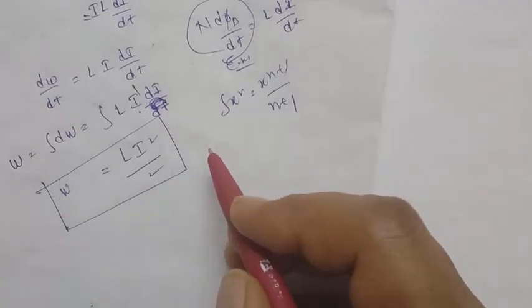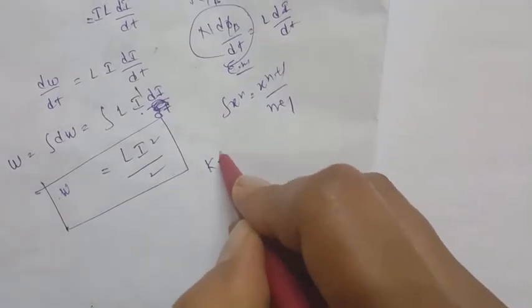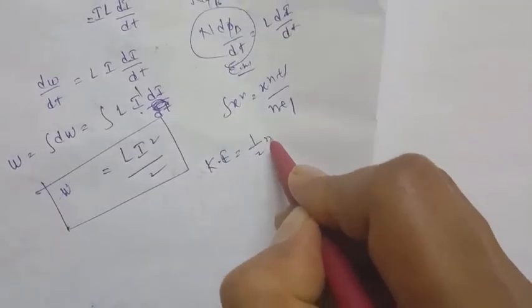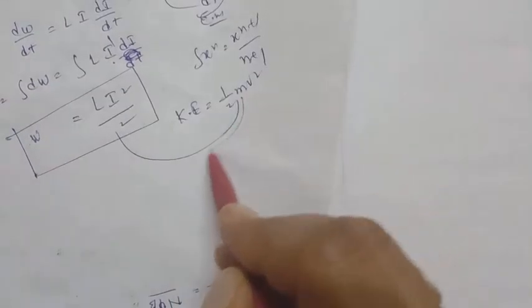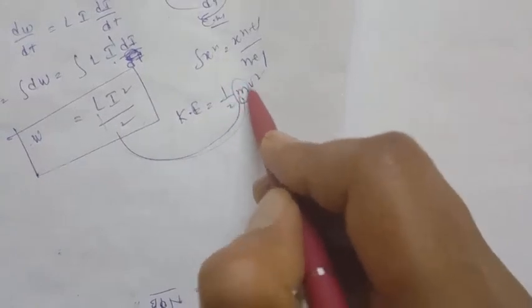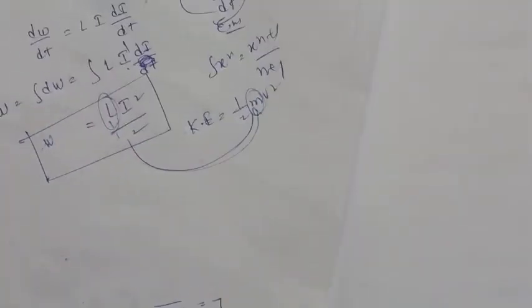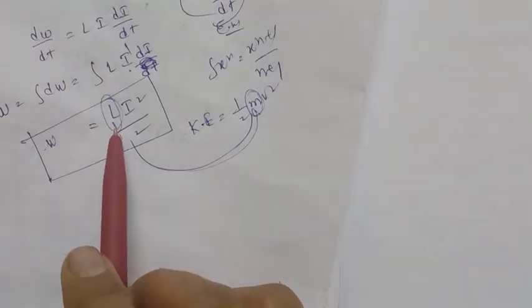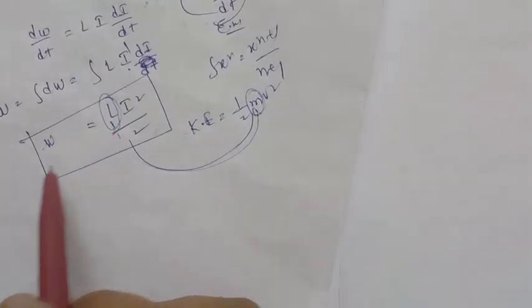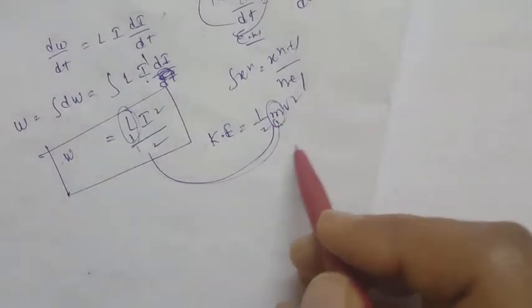Mechanically, what is the kinetic energy expression? Half m v square. Observe these two equations. Here m is analogous to L. Here m is the mass, the inertia, and here L means electrical inertia. L is the electrical inertia. So this one is the electrical energy, and that one is the kinetic energy.